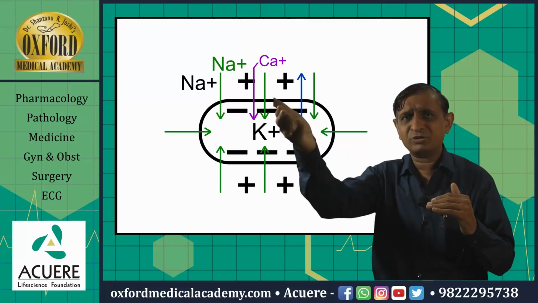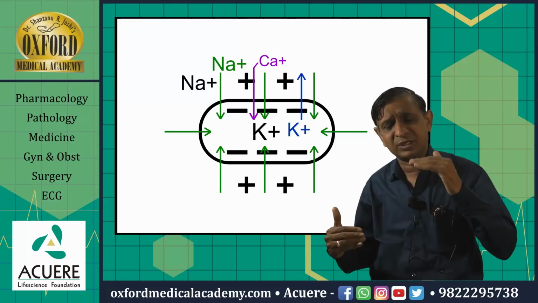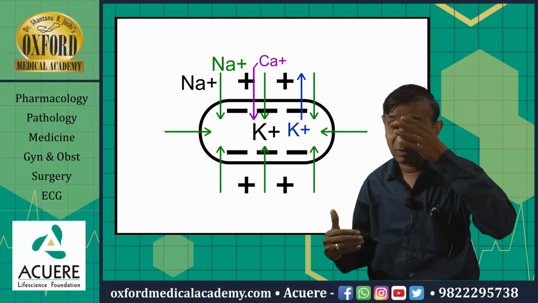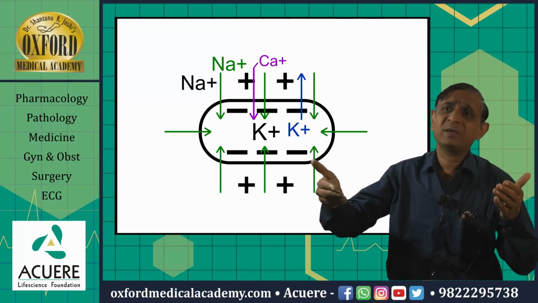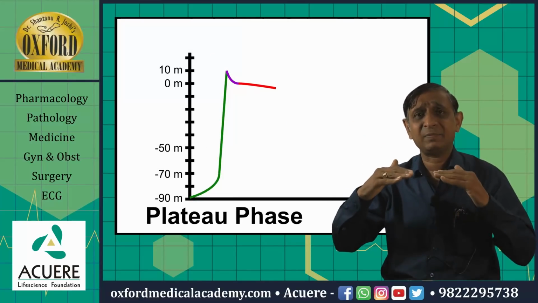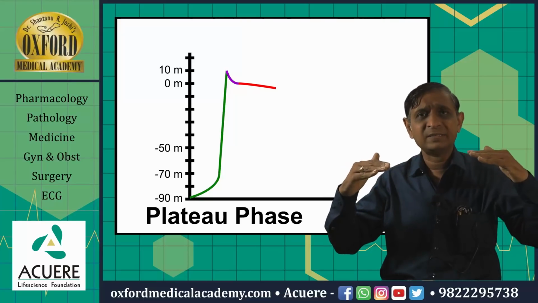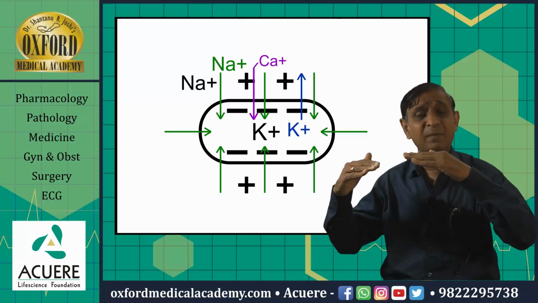Calcium ion from outside is coming inside, which is a positive ion. Some potassium which is rich inside the cell is going out. Now one positive ion, potassium, is going out, and one positive calcium ion is coming in. For some period, electrically the cell becomes neutral. That is how a plateau phase will develop. Some potassium is going out and calcium is coming in. They are balancing each other.